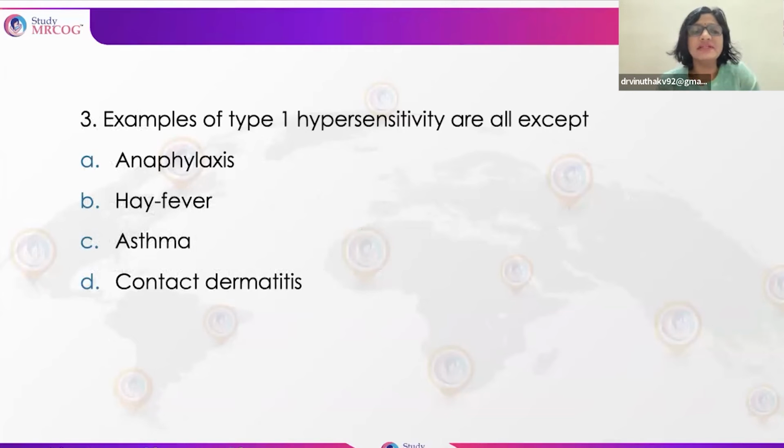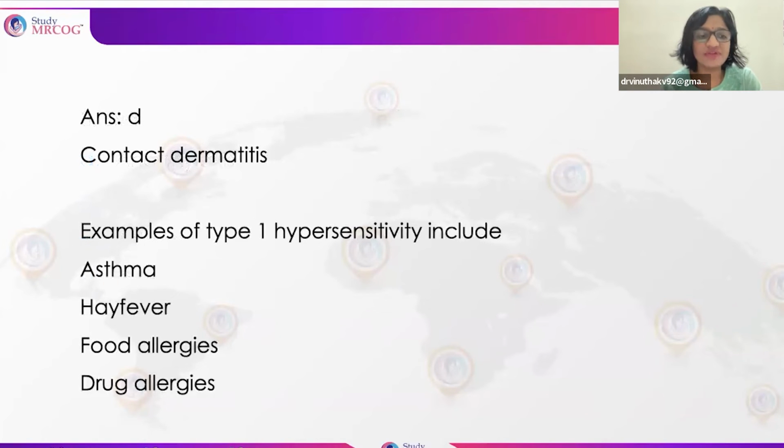One question regarding the examples: examples of type 1 hypersensitivity are, except. You have in options anaphylaxis, hay fever, asthma, and contact dermatitis. You very well know contact dermatitis is type 4 hypersensitivity reaction. The rest are all type 1. Just to revise, the examples of type 1 hypersensitivity reactions are asthma, hay fever, food allergies, and drug allergy. Most common is your peanut allergy.